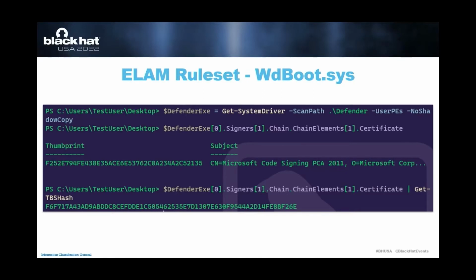So I said, remember the F6F TBS hash. So I'm showing you here, this executable, msmpeng.exe, has that certificate hash somewhere in its chain. And just note its corresponding thumbprint. It's the same hash, just different hashing algorithms, okay? But there are two different hashes for the same certificate, I mean.